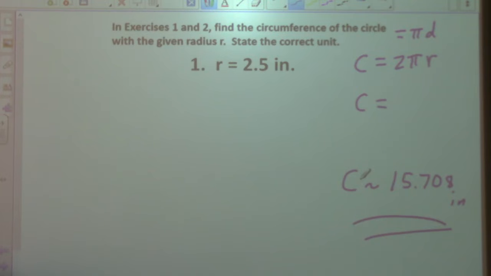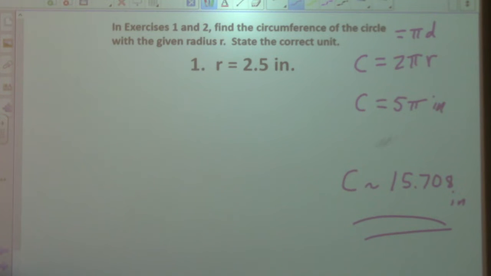What happens is that in pre-calculus, we're starting to go into more advanced mathematics at this point in our mathematical careers. And so what I want you to do is increasingly put your answers in terms of pi. If we put this answer in terms of pi, what is this going to be? What's 2 times 2.5? 5. So 5 pi.